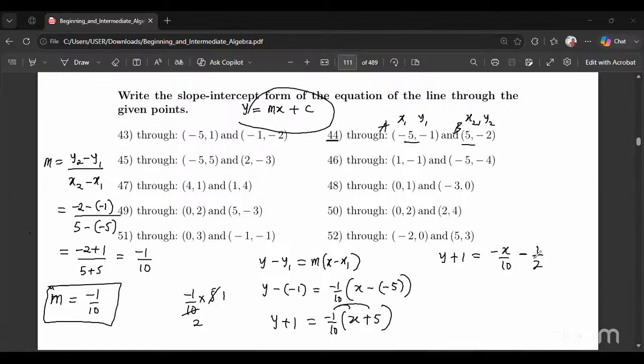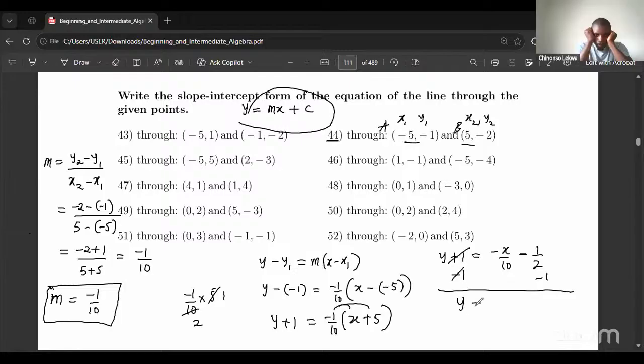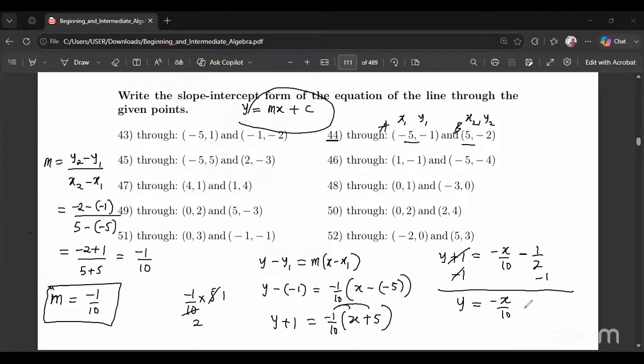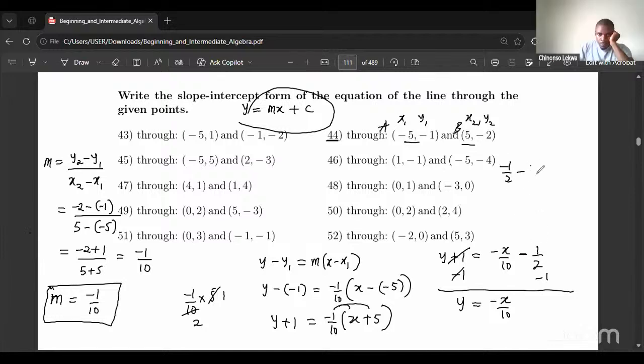So moving forward from here, I can subtract 1 from both sides of the equation. On the left-hand side, I have just y all by itself. And on the right-hand side, I'm having -x/10, then minus half. Sorry, my pen just went off again. Okay, I think it's back now. So minus half minus 1, that's going to be -3/2.